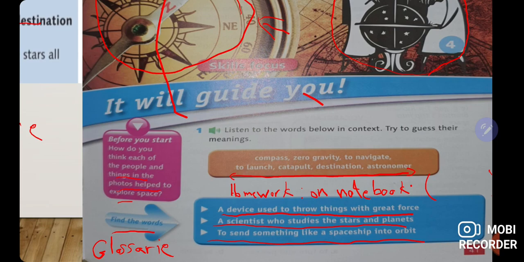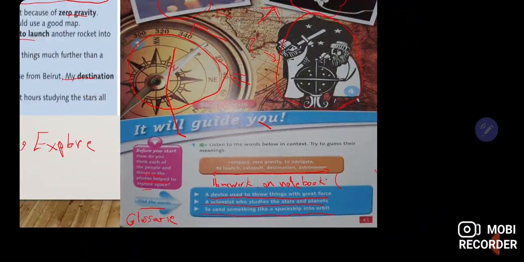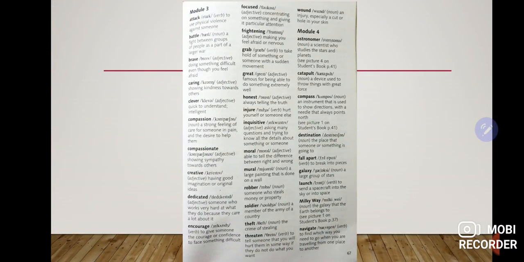Let's see the glossary's page. A device used to throw things with a great force. Write these down in your notebook. And bring the other needed words from the glossary. It is on page 67 in the activity book.